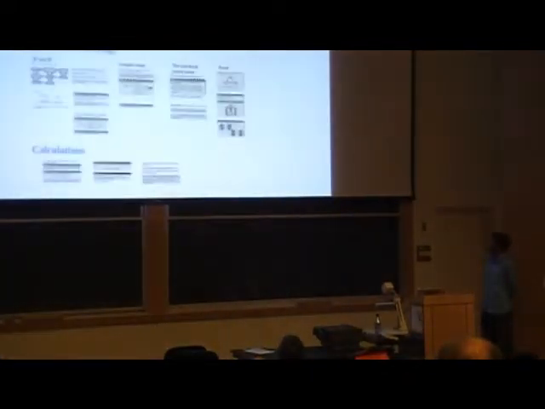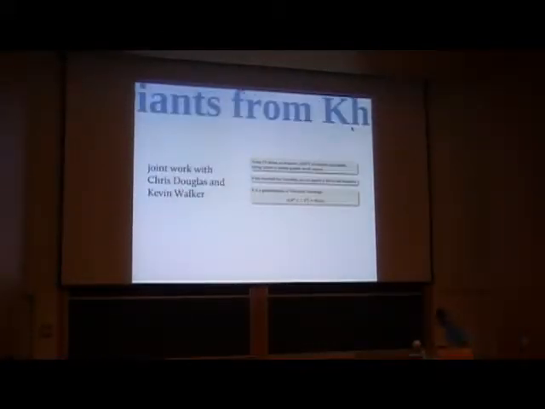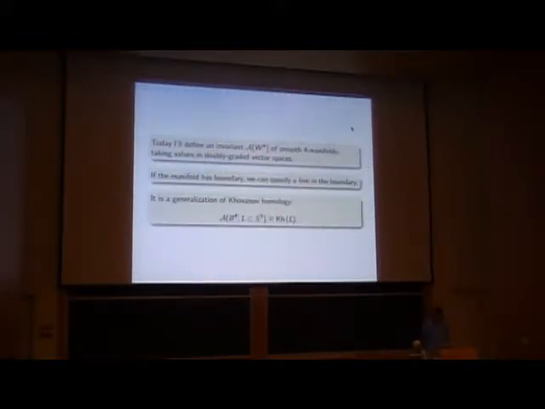The talk today is about four-manifold invariants from Khovanov homology. This is joint work with Chris Douglas and Kevin Walker. What I'm going to do is define an invariant of smooth four-manifolds, which gives you a doubly graded vector space for a smooth four-manifold. If this manifold has boundary, you can specify a link in the boundary, and the invariant also depends on that. It's a generalization of Khovanov homology, in the sense that if you put in the four-ball and a link in the boundary of that four-ball, you just get the usual old-fashioned Khovanov homology of that link.